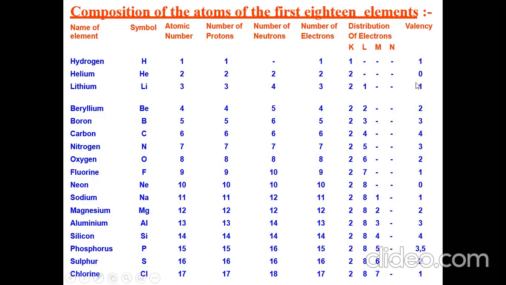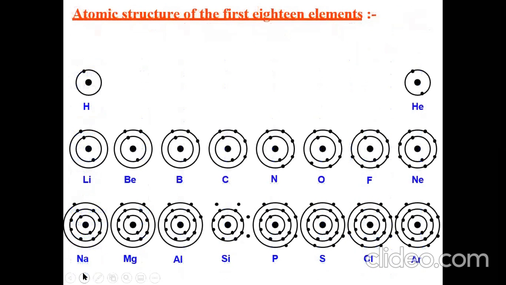These all are the number of valencies. Means how many electrons an element can lose as well as how many electrons an element can gain. According to this, we can decide the valency of an atom as well as of an element. This is the atomic structure. These are the orbits, and how many electrons are there in the different orbits. Via this, we can make the atomic structure of an element.